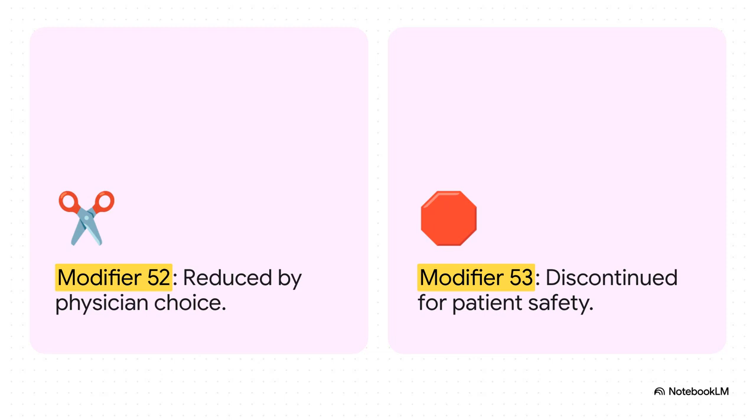Finally, for this surgical section, we need to clear up the vital difference between 52 and 53. Modifier 52 is for reduced services. This means a discretionary, partial reduction by the physician's choice. Modifier 53, on the other hand, is a discontinued procedure, meaning they actually had to stop entirely because the patient's life or safety was directly at risk. Think of it as choice versus safety.